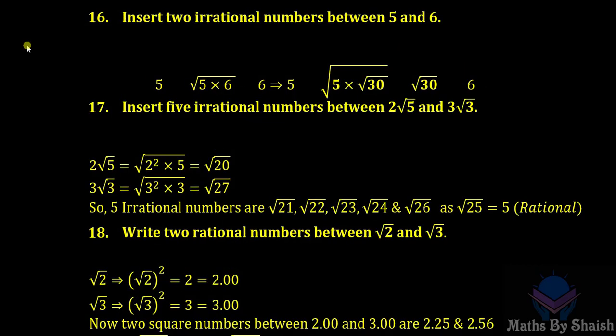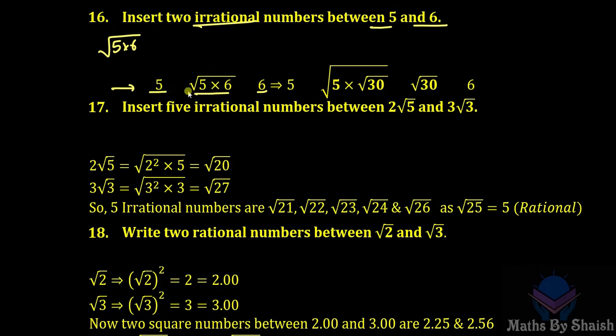And here's the next question. Insert two irrational numbers between 5 and 6. So there are so many ways. I'm telling you all the ways, but let's start with this. Whenever we have integers and we require one or two irrational numbers between them, the best way is to multiply the numbers and take the square root. That would be a number between the two. That would be an irrational number between the two integers.